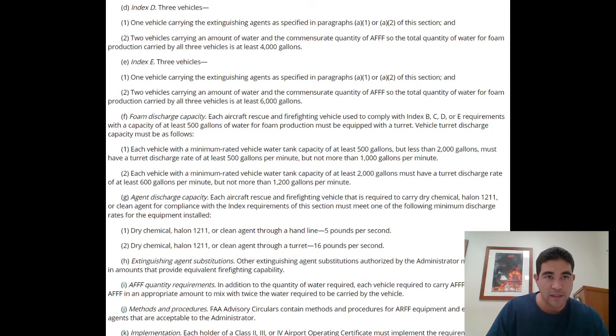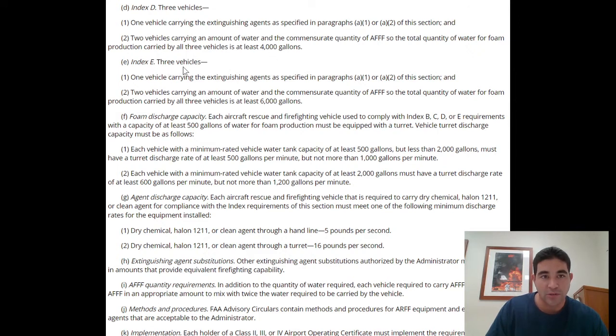Now your index D, you can have three vehicles, one with your dry chem and two with at least 4,000 gallons of water. So you can have a 3,000 and a 1,500. That would work. That would be three vehicles. But the main thing is you have 4,000 gallons of water for index D.